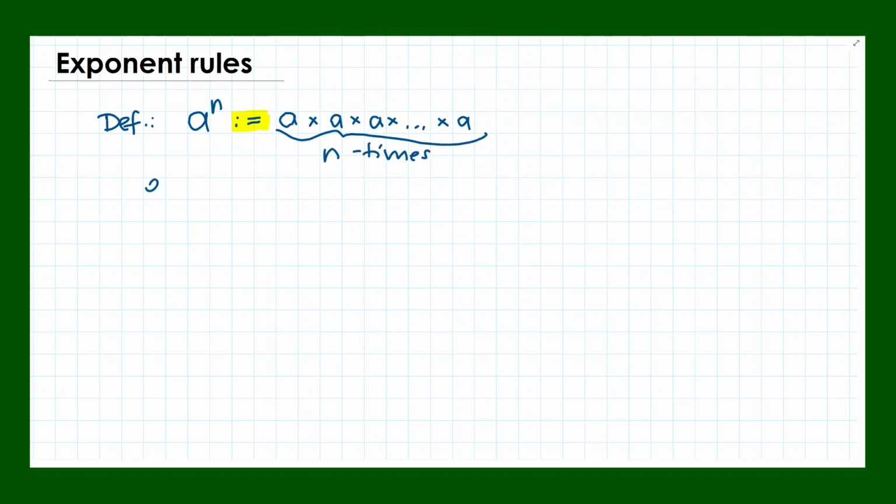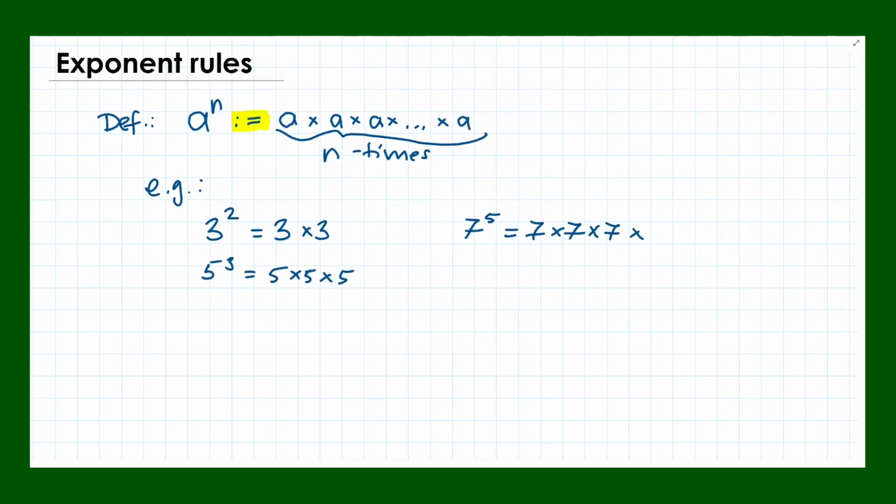So what does it mean in practice? For example, if you've got something like 3 squared or 3 raised to the second power, that basically means I pick 3 and multiply it by itself twice. Another example, if I've got 5 cubed or 5 raised to the third power, it means I'm multiplying 5 by itself 3 times. One last example, I pick up 7 and I raise that to the fifth power, 7 to the fifth. That is multiplying 7 by itself 5 times. I need one more. 1, 2, 3, 4, 5.